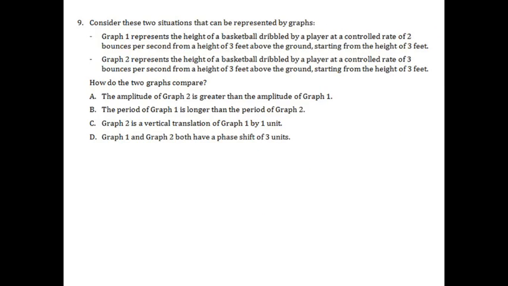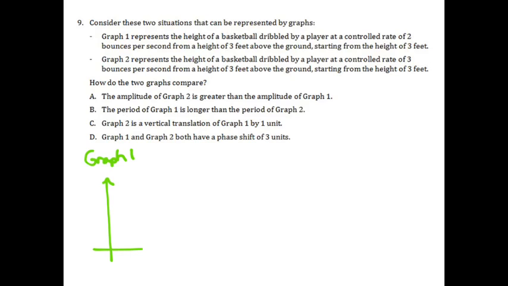Next up, question number 9. Consider these two equations that can be represented by graphs. Graph 1 represents the height of a basketball dribbled by a player at a controlled rate of 2 bounces per second from a height of 3 feet above the ground, starting from the height of 3 feet. Graph 2 represents the height of a basketball dribbled by a player at a controlled rate of 3 bounces per second from a height of 3 feet above the ground, starting from the height of 3. And then we want to figure out how these two graphs compare. Well, first of all, I'm going to just make a quick sketch of these two graphs.